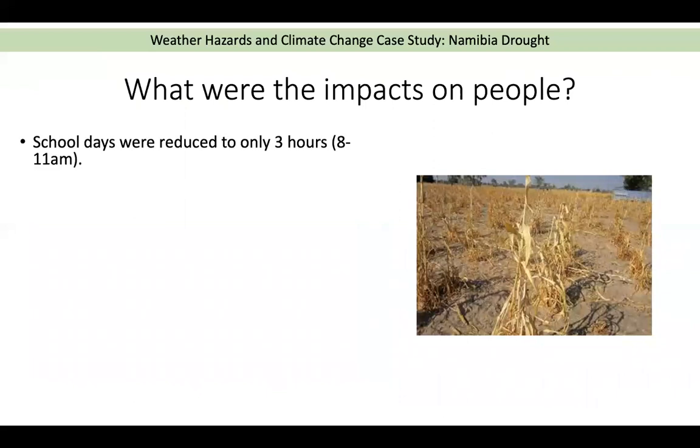Well, school days were reduced to only 3 hours, 8 to 11. Okay, so this is to try and reduce the amount of water that you're using. Remember, at school you're often being fed and people are using the bathroom, but this is also to allow people to try and reduce their own water use.